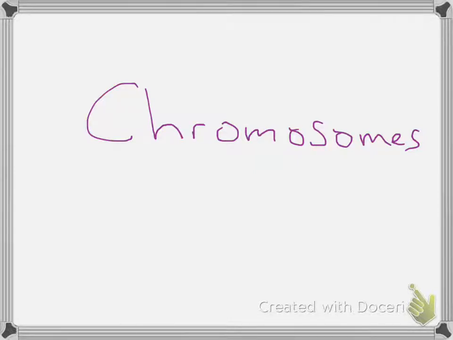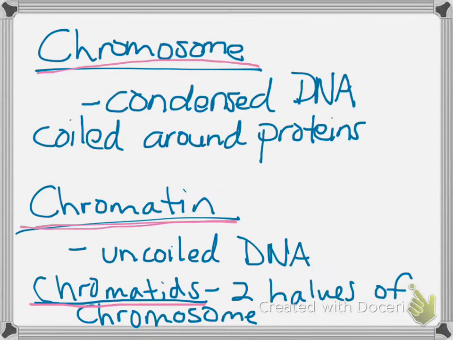In this lesson we're going to look at chromosomes, and this is basically a form that DNA takes whenever it's going to get to the point where we need to divide cells. So we're going to talk about cell division later on in this module, but just to give you a little bit of background, a chromosome is just condensed DNA that's coiled around proteins. When it's not condensed, that DNA is called chromatin, and the chromosome has two halves that are called chromatids. So these names all look very similar to each other.